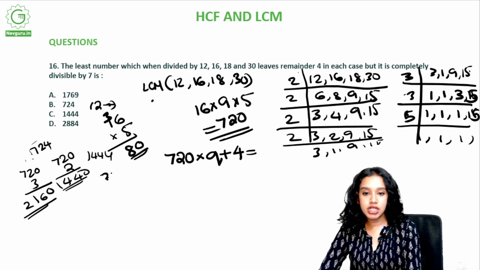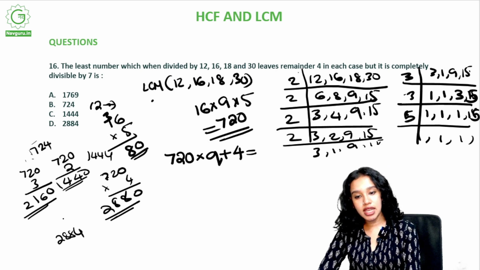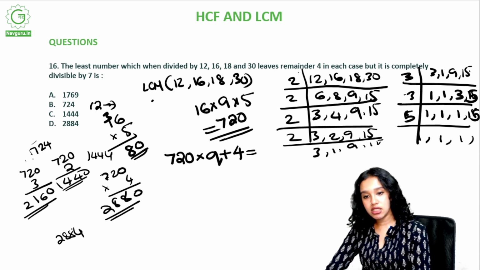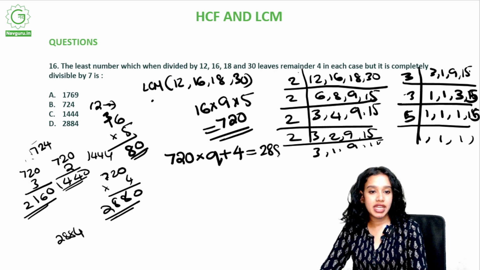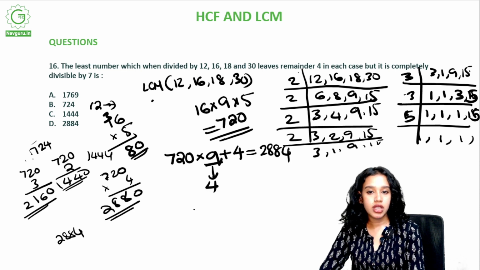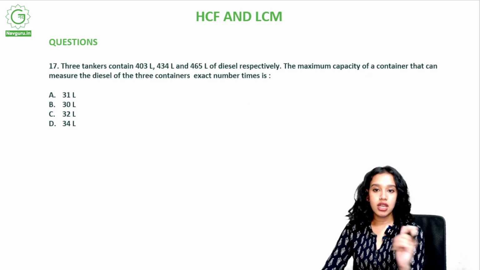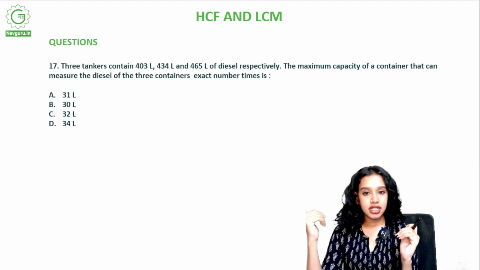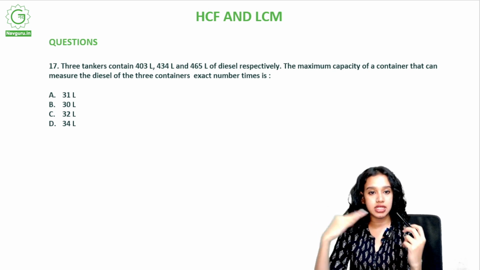Now, what about 720 into 4? We'll get 2880, and 7 2s are 28. 2880 plus 4 would be 2884. It would be 7 4s are 28 and 1 7 is 7, 1 4 17. Yes, we would get the answer to be 2884, which is divisible by 7, and this Q would be 4. So, the number here is 2884.